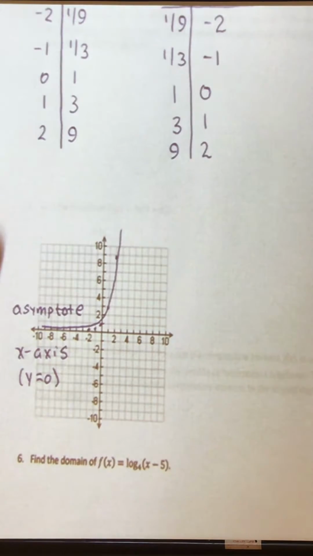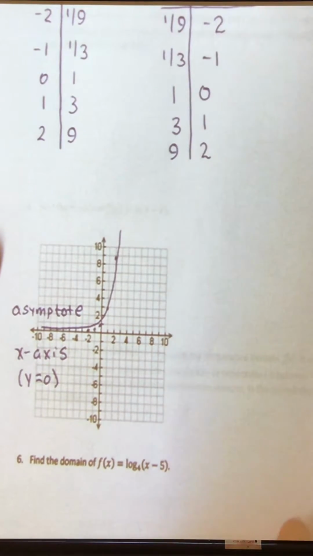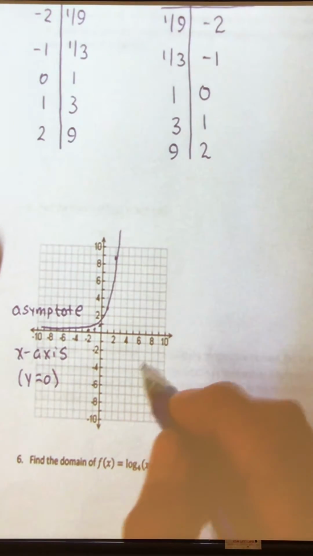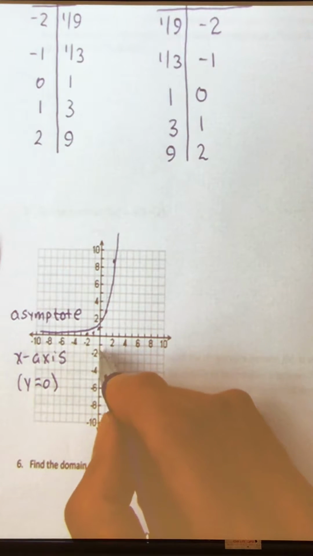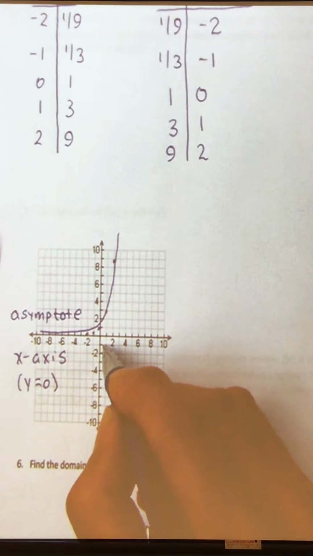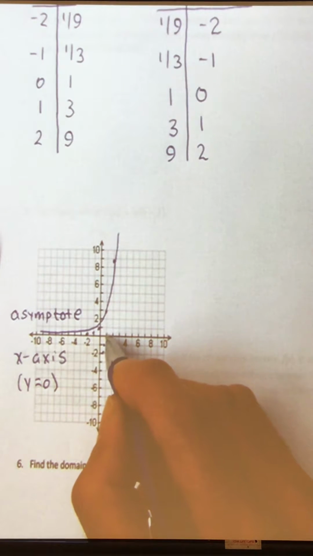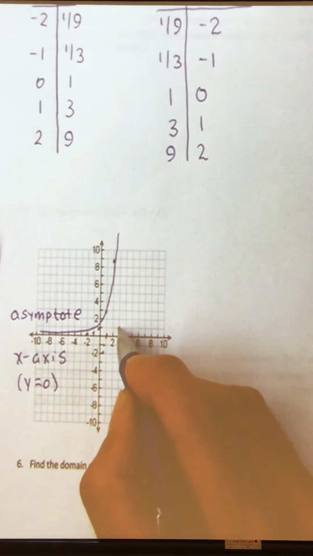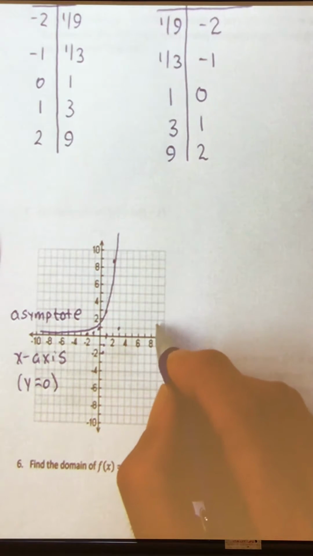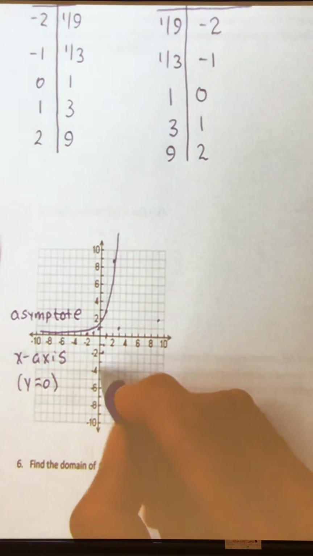Now we'll plot the points for g of x and obtain its graph. So 1/9 is -2 here. 1/3 is -1. 1, 0 is its x-intercept. 3, 1. And finally, 9, 2. And we'll draw its graph.